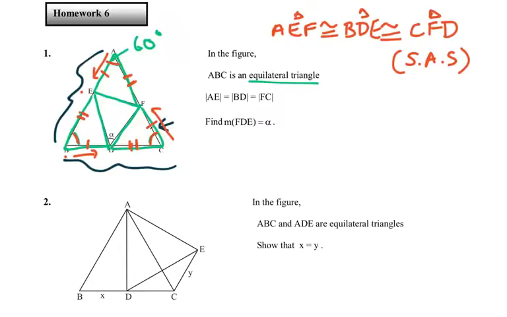So now that we've got these three congruent triangles, I'd like you to pause the video now and see if you can finish the question to find the measure of alpha. Go ahead and try it now.